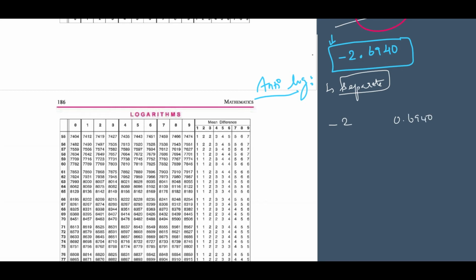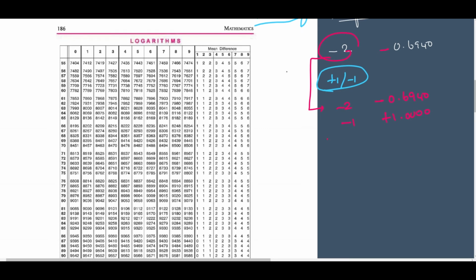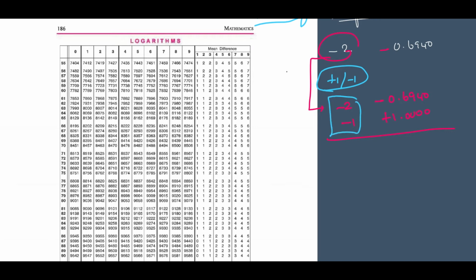Next, we have to do plus 1 and minus 1, addition and subtraction. When you are focusing on the minus 2, we go for the characteristic minus 1. When you are going for 6940 here, also we have to take it as minus, so we add plus 1.000 like this. Later, check what value will come. Minus 2 minus 1, what will you get? Minus.